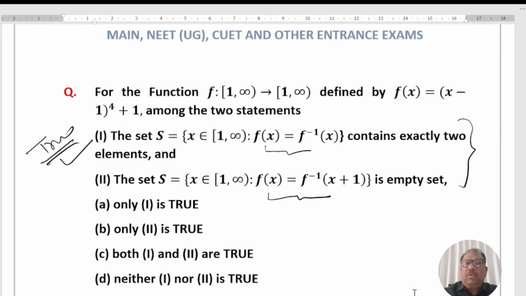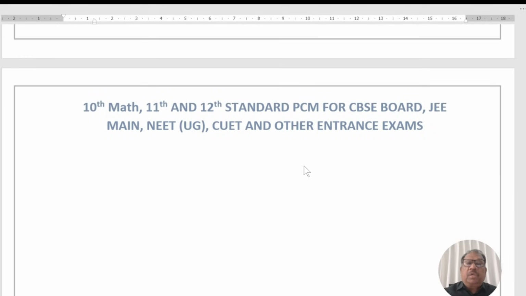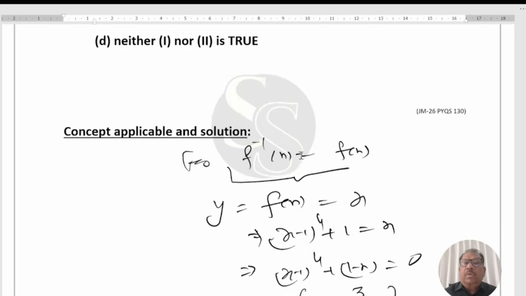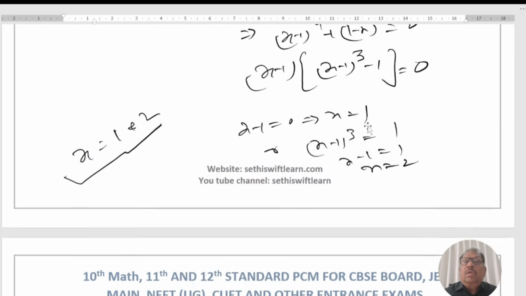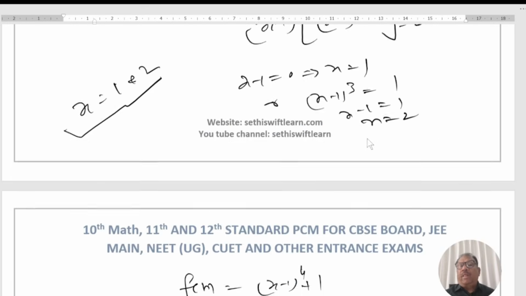Now, to check for the second statement. To check for the second statement, f(x) equal to (x minus 1) to the power 4 plus 1, and also f inverse (x plus 1) equal to f(x). We have to check this, f inverse (x plus 1) equal to f(x).